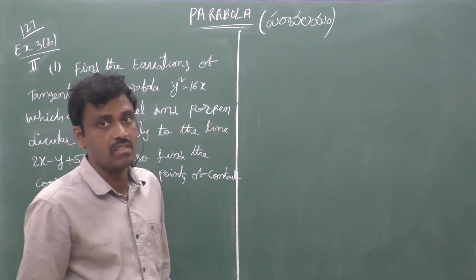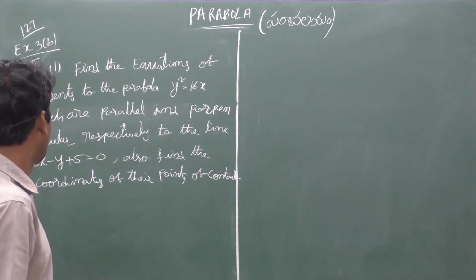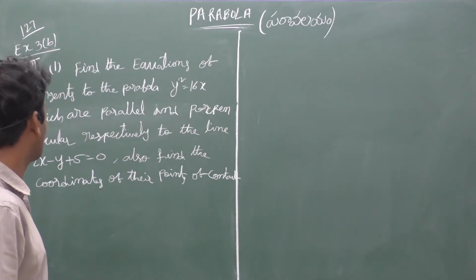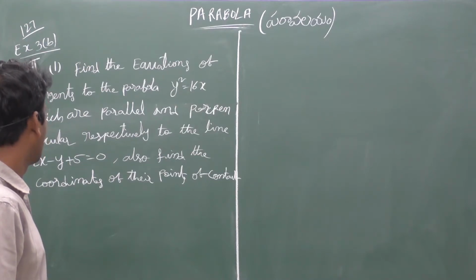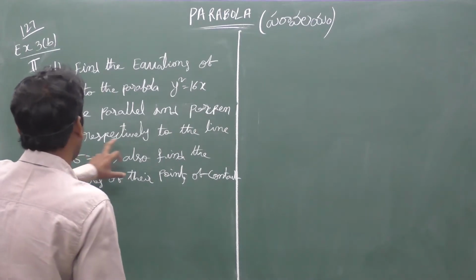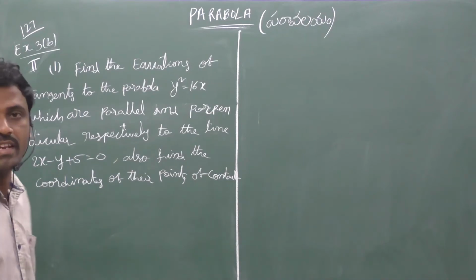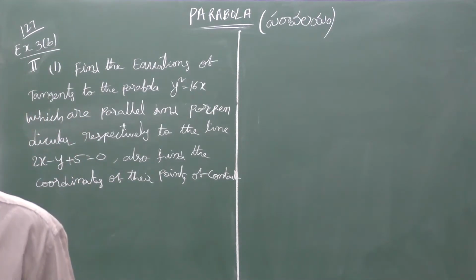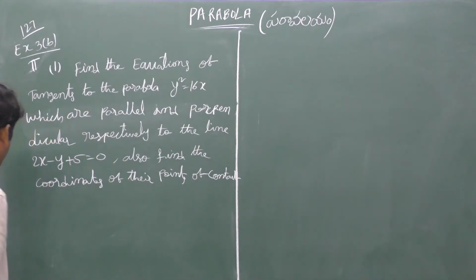Okay. Find the equations of tangents and normals to the parabola y² = 16x. Only the equations of tangents which are parallel and perpendicular to 2x − y + 5 = 0. Also find the points of contact.